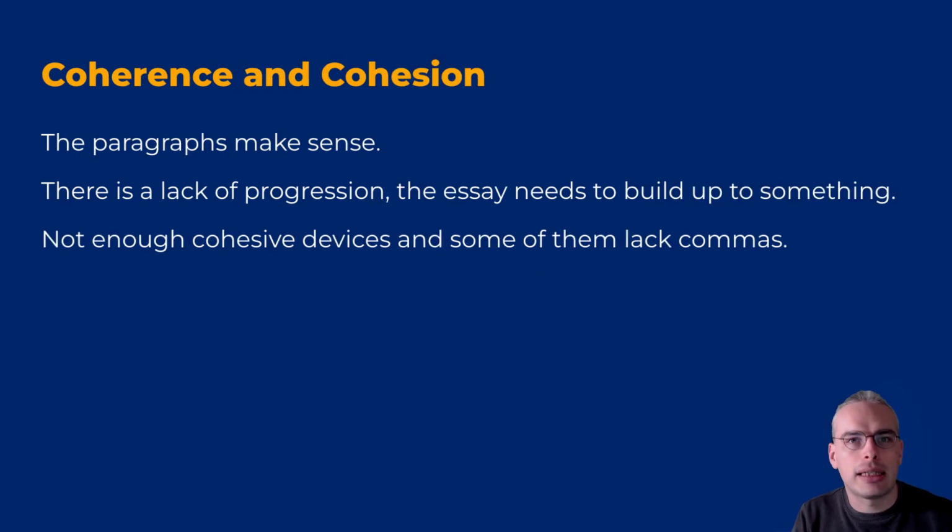Now, the second grading criteria we're going to look at is coherence and cohesion. Now, this is all about paragraphing and a few other things. And the paragraphing here really makes sense, right? Like all the paragraphs are around a topic. It has an introduction, 2 body paragraphs and a conclusion. They've separated out the paragraphs in the right way, so it all looks great from that point of view.